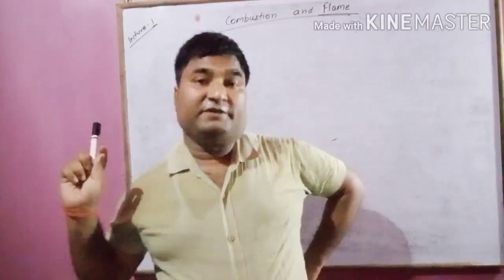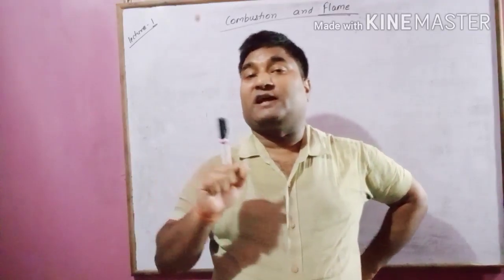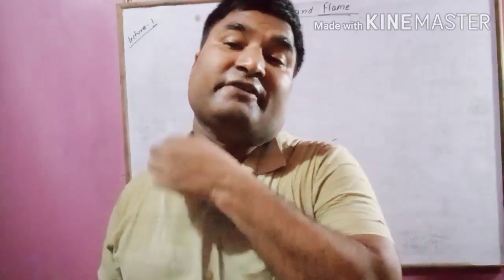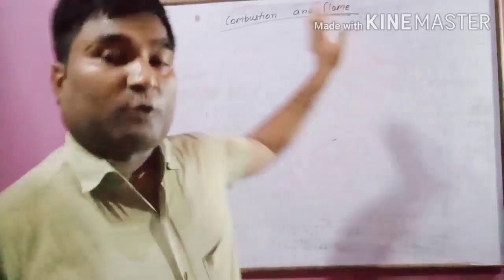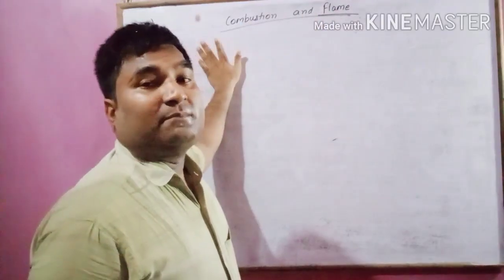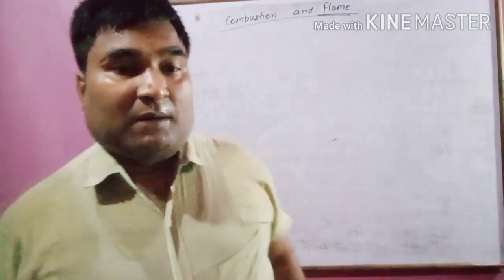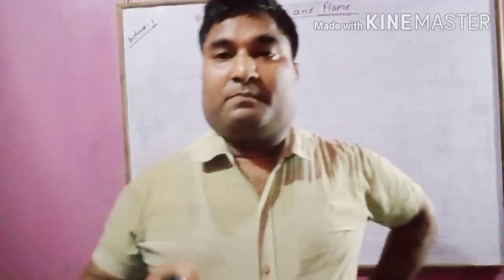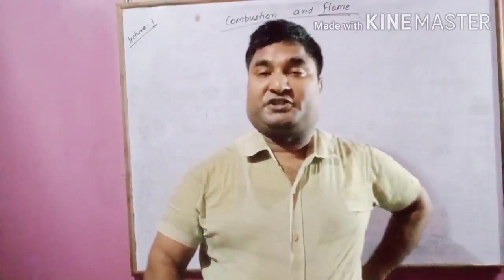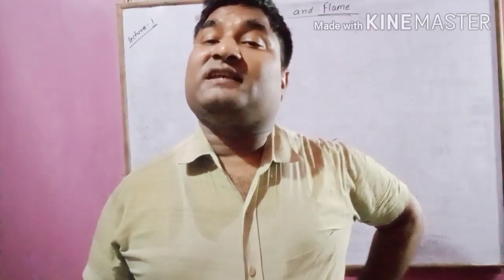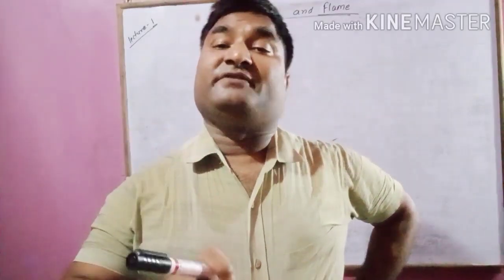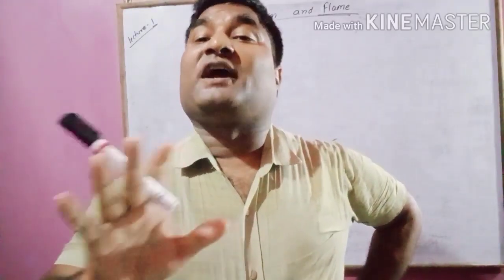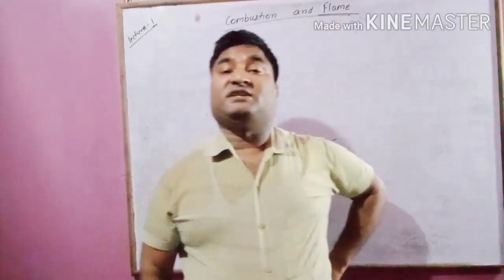This is the first video lecture of the chapter Combustion and Flame. Before directly going into the chapter, first I will discuss the heading, the topic, which says: what do you mean by combustion and flame? Combustion is commonly called burning, but when we define the term, it is a chemical process in which a substance reacts with oxygen to produce heat and light. Burning something is called combustion.